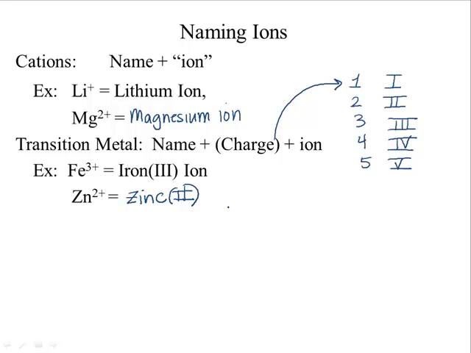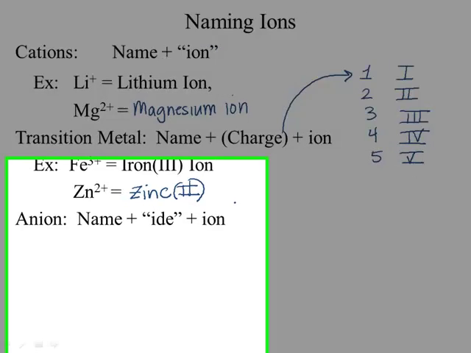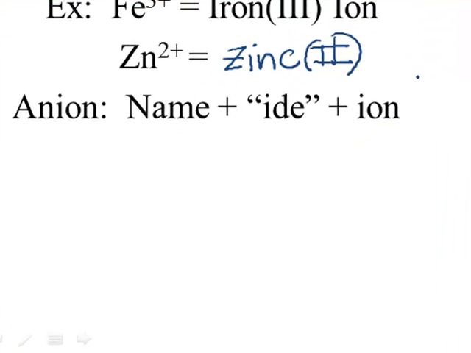There's a slightly different rule when it comes to naming anions, and that's that you take the name of the element, but you change it to have an "ide" ending. And if you want, you can still use the word ion. In a lot of cases, these might sound awkward until you say them out loud, and then you're likely to recognize many of these ions.